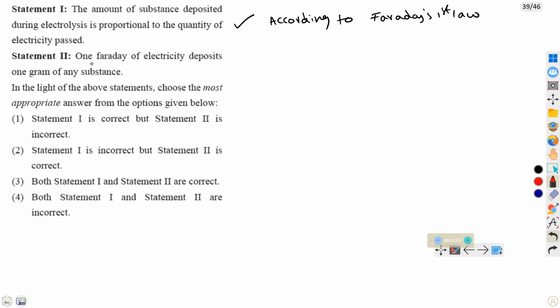1 Faraday of electricity deposits 1 gram of any substance. Wrong. Not 1 gram, 1 gram equivalent weight of the substance. 1 gram equivalent of a substance. So statement 1 is correct, statement 2 is incorrect. First option.